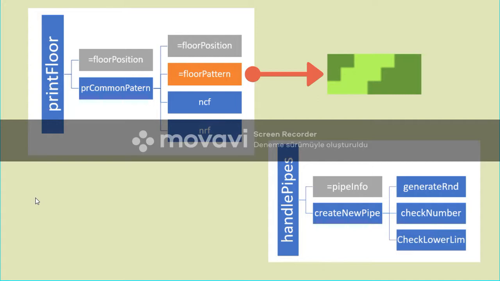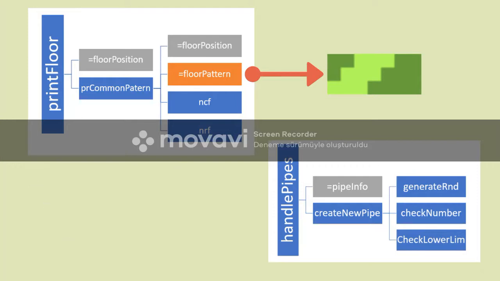Then the handle pipes function checks the position of the pipes. If the first pipe disappeared, it creates a second pipe and takes the second pipe's information to the first pipe in RAM. The clear score function clears the number on the top left, and the print pipes function prints pipes using the information in the RAM.